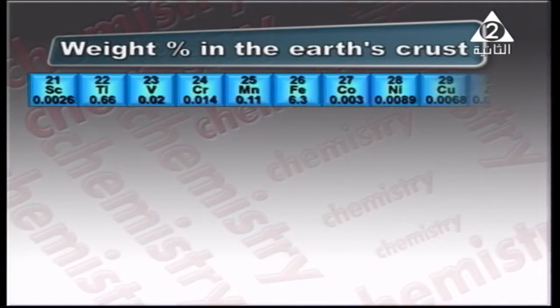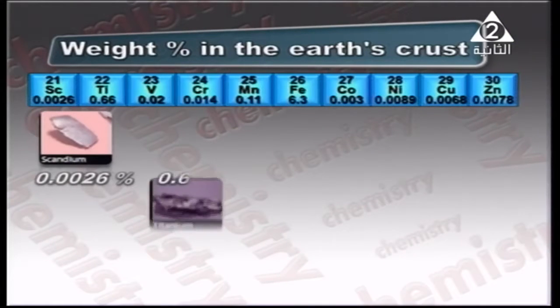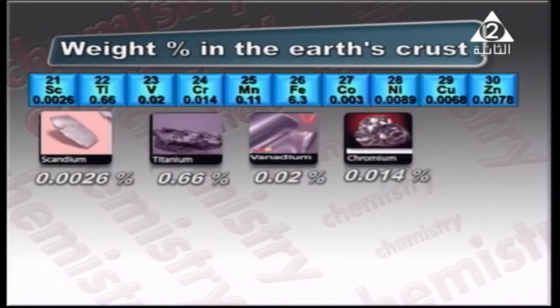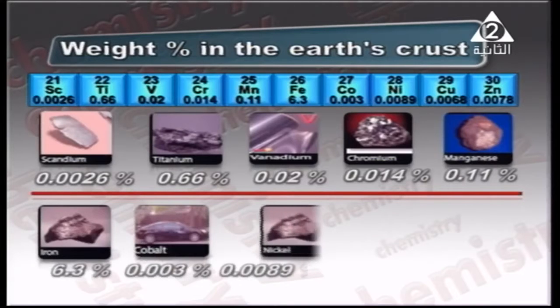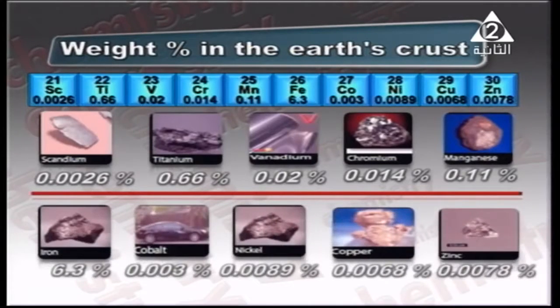My dear student, the weight percentage of each element in the first transition series in the Earth's crust, as shown on the screen: scandium, titanium, vanadium, chromium, manganese, iron, cobalt, nickel, copper, zinc. As shown on the screen, these elements, my dear student, the iron has the greatest percentage among these elements in the periodic table.